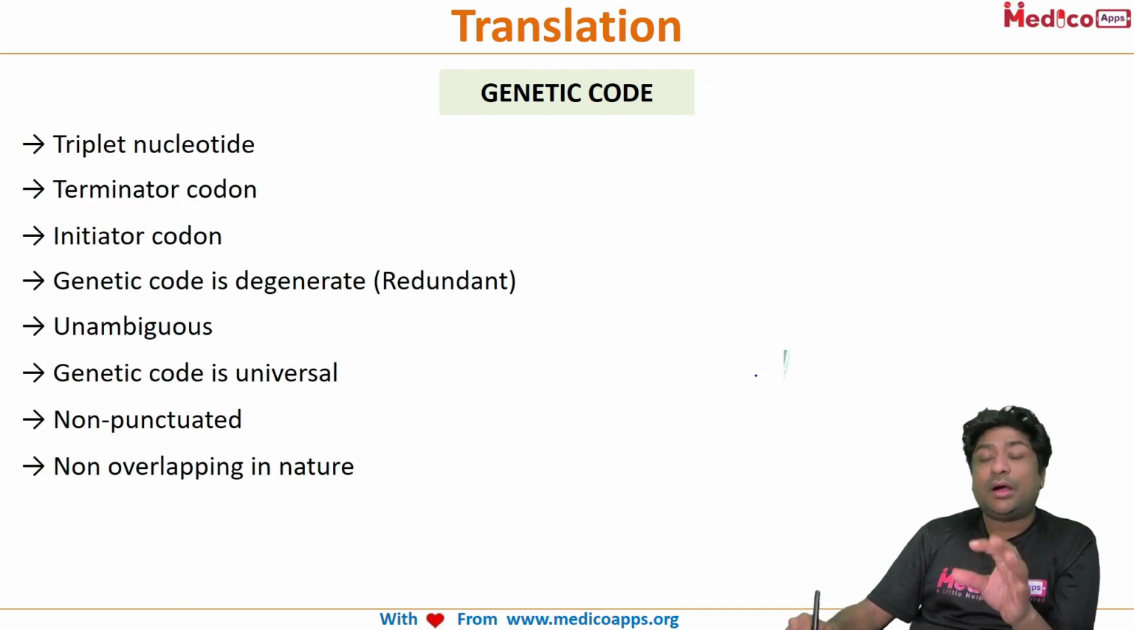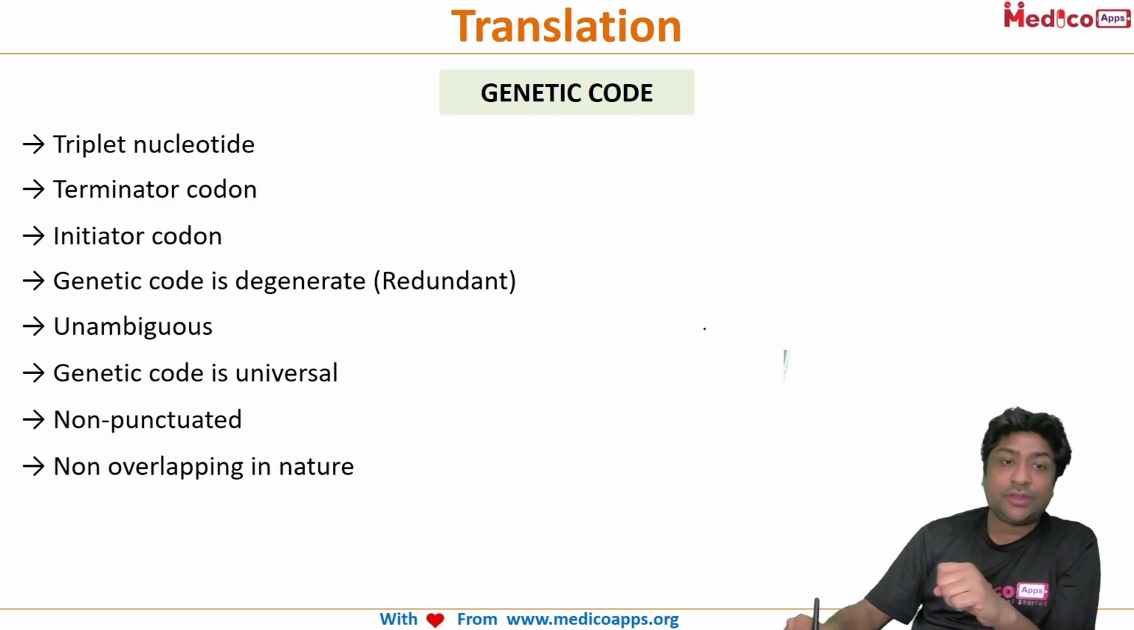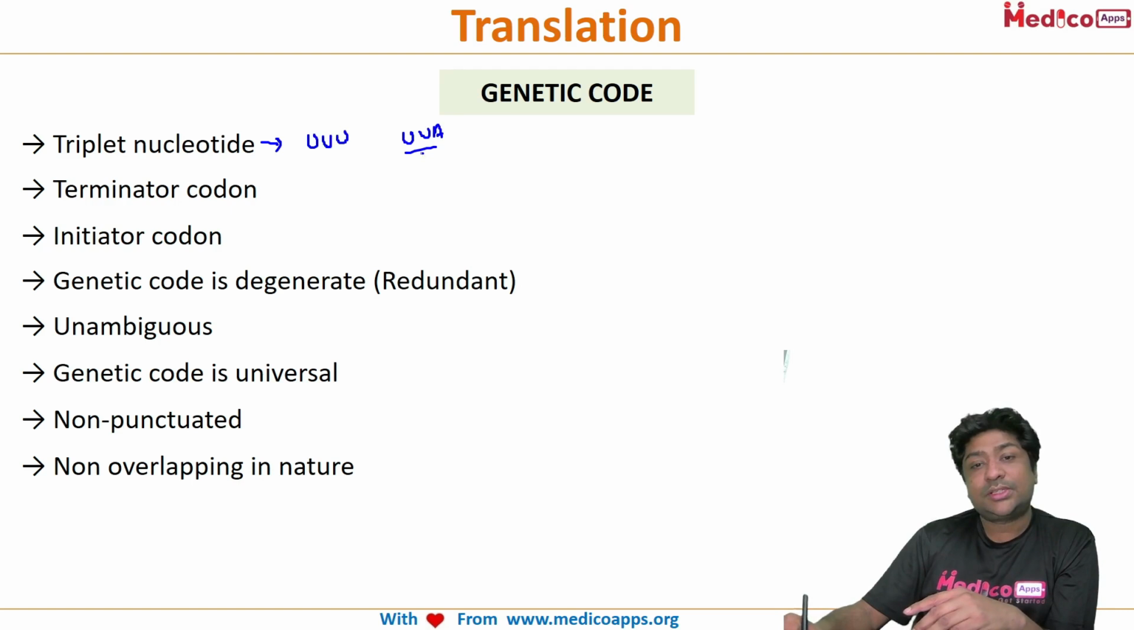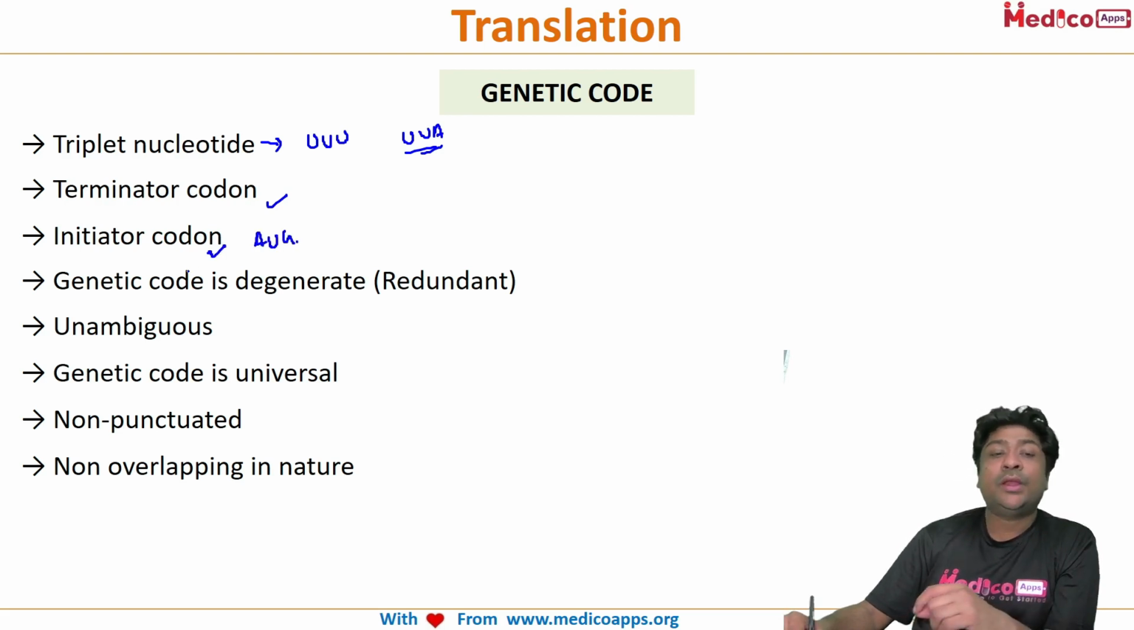Let's look at the various features of genetic code, because this is very important. The first feature is triplet codon, which means every codon is made up of three nitrogenous bases, for example UUA. So this is the first. Second is the terminator codon. We have talked about stop codons. Then the initiator codon. We have talked about AUG, which is our initiator codon.